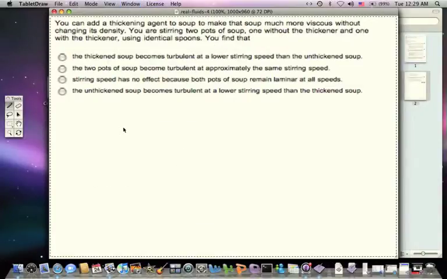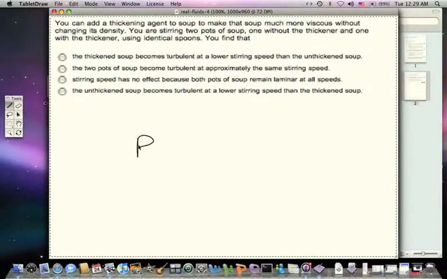Okay, fourth one. You can add a thickening agent to soup to make the soup much more viscous without changing its density. You are stirring 2 pots of soup, one without the thickener and one with the thickener, using identical spoons. You find that the thickened soup becomes turbulent at a lower stirring speed than the unthickened soup. 2. The 2 pots of soup become turbulent at approximately the same stirring speed. 3. Stirring speed has no effect because both pots of soup remain laminar at all speeds. 4. The unthickened soup becomes turbulent at a lower stirring speed than the thickened soup.